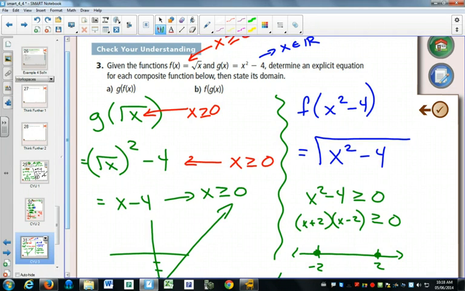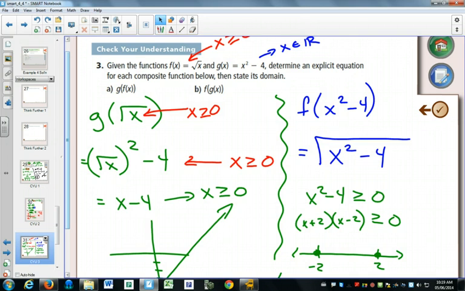Yes? Why do you have to do that? Because don't you always do what's inside first anyways? I'm just checking the domain here, but I'm wondering, why does it have to be bigger than 0? Like, I know you can't take the square root of a negative, I know that. But like, if it was like negative 6, you would have to square it.